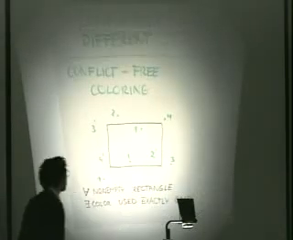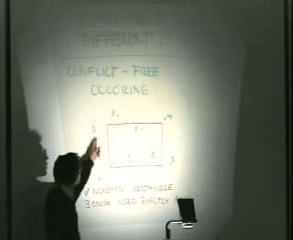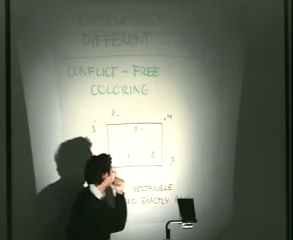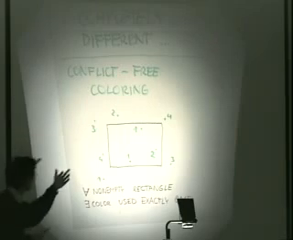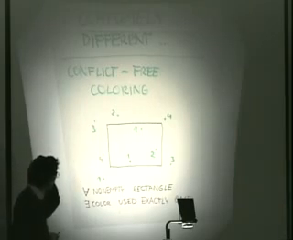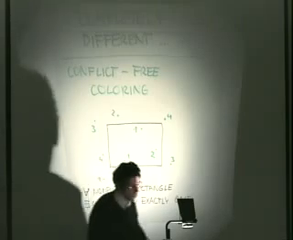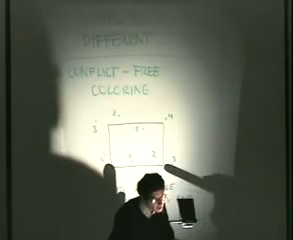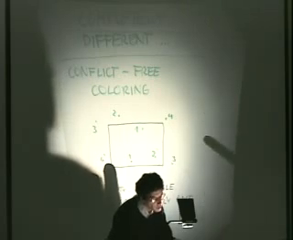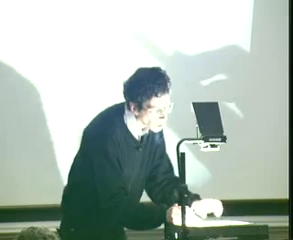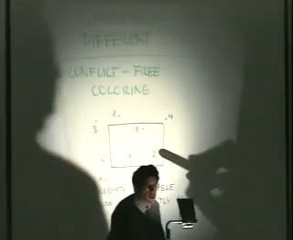So what is a conflict-free coloring? We are given n points in the plane, and we want to color them by a small number of colors, in this case 1, 2, 3, 4, in such a way that if there is an axis-parallel rectangle that is not empty, so it contains at least one point, then there is a color such that this rectangle contains exactly one point of this color.